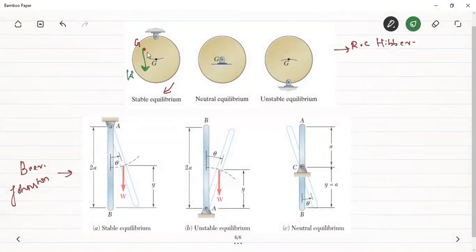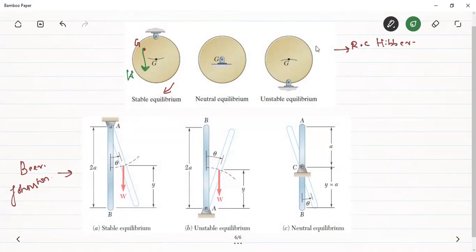What it will do is provide a torque. The weight force will provide a torque in the anti-clockwise direction. If the applied displacement is in the clockwise direction, the weight force will try to provide the torque in the anti-clockwise direction, and the tendency will be to come back to this original state. That is known as the stable equilibrium.